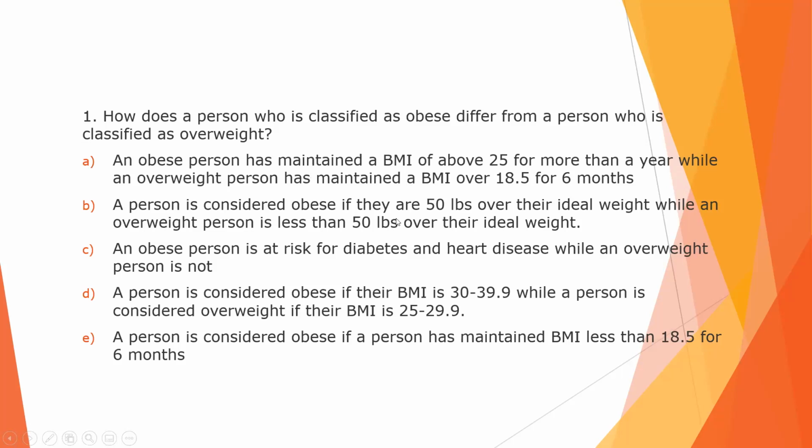Or B, a person is considered obese if they are 50 pounds over their ideal weight, while overweight is less than 50 pounds. Or C, an obese person is at risk of diabetes and heart disease, and an overweight person is not. Or D, a person is considered obese if their BMI is 30 to 39, while a person is considered overweight if the BMI is 25 to 29.9. And the last option is, a person is considered obese if they have maintained a BMI less than 18.5 for 6 months. So, any idea? D. Yes, D is the right answer. This is the right range for differentiating between obese and overweight.